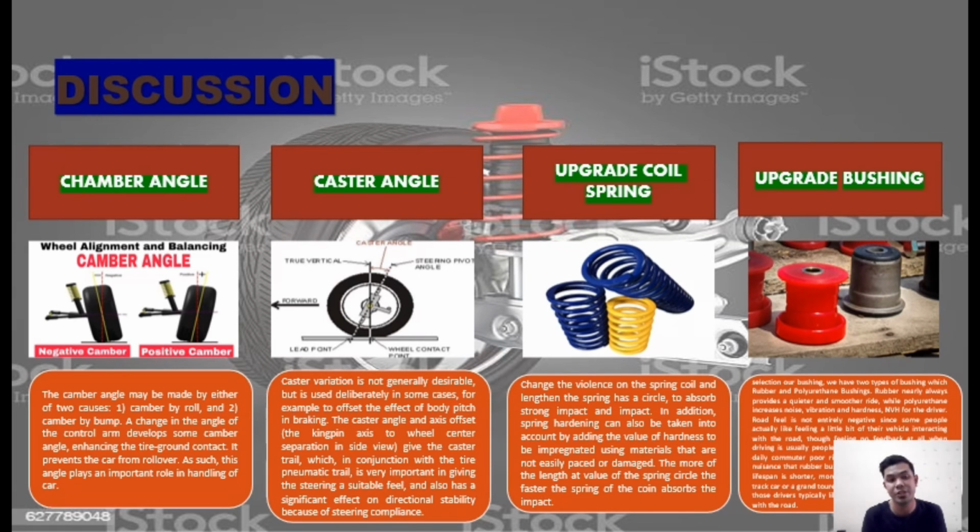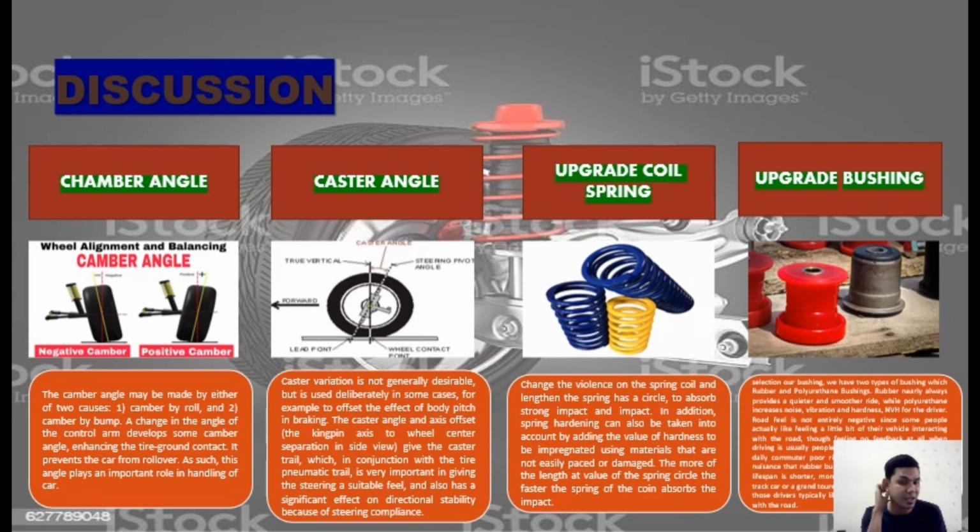I present our discussion. First, for the future suspension for McPherson, we have camber angle, caster angle, upgrade coil spring, and upgrade bushing. For camber we have two types: camber by roll and camber by bump. These angles play an important role in the handling of the car.